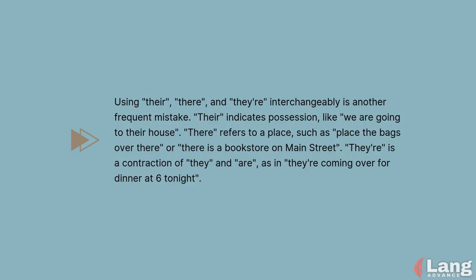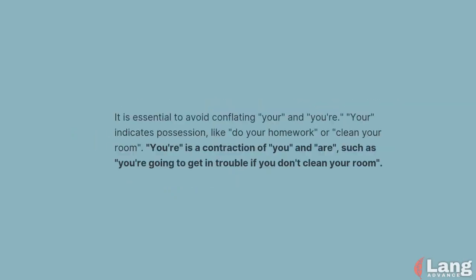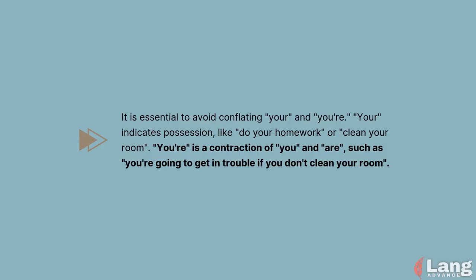They're is a contraction of they and are, as in they're coming over for dinner at 6 tonight. It is essential to avoid conflating your and you're. Your indicates possession, like do your homework or clean your room. You're is a contraction of you and are, such as you're going to get in trouble if you don't clean your room.